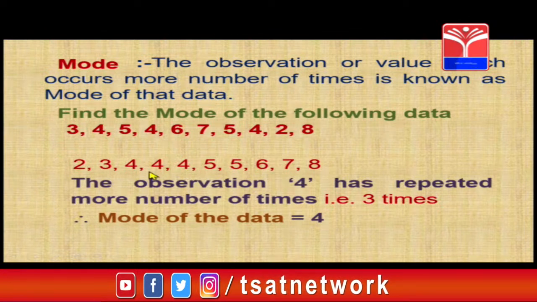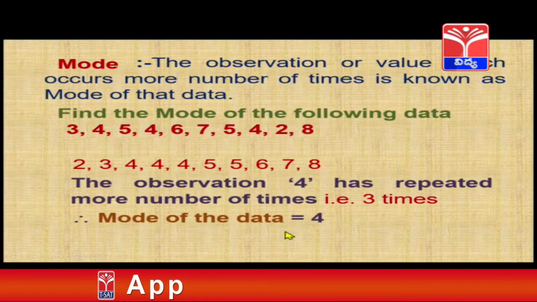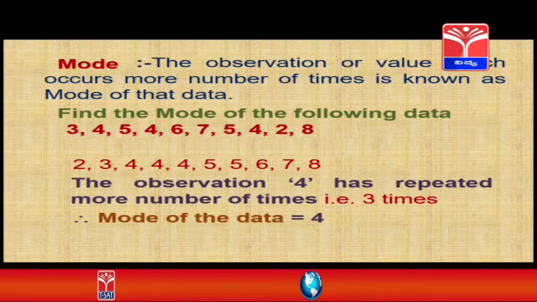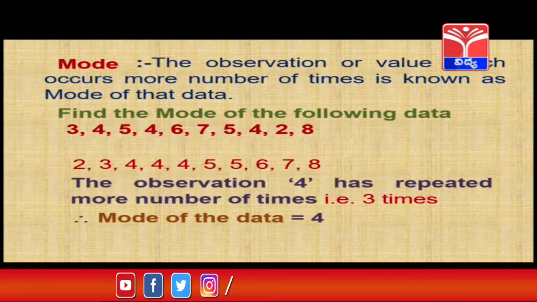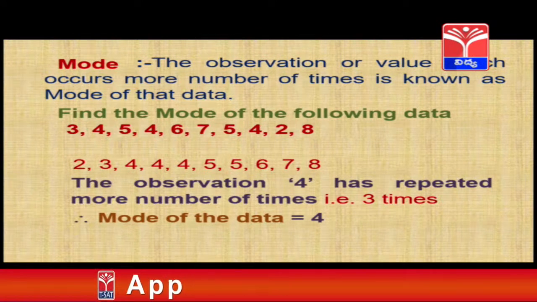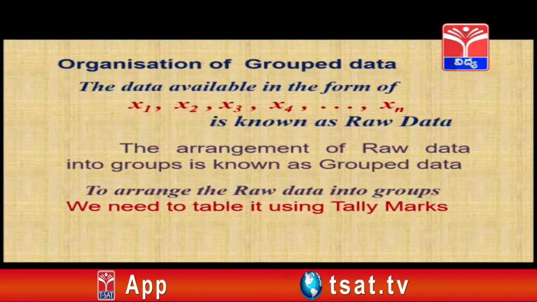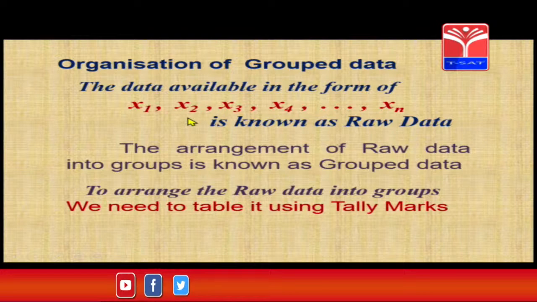How many times is it occurring? 3 times. So, the mode of this particular data is how much here? 4. Are you clear, children? So, the observation which is repeating or recurring more number of times is called the mode of that particular data. If you have only one mode, you call it unimodal data. If you have more than one, like 2, you call it bimodal data. Are you clear, children? Now, let us discuss the organization of grouped data.